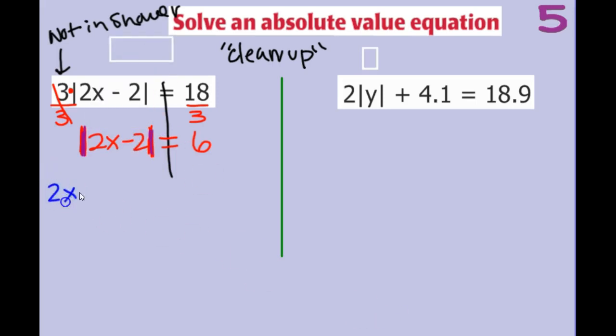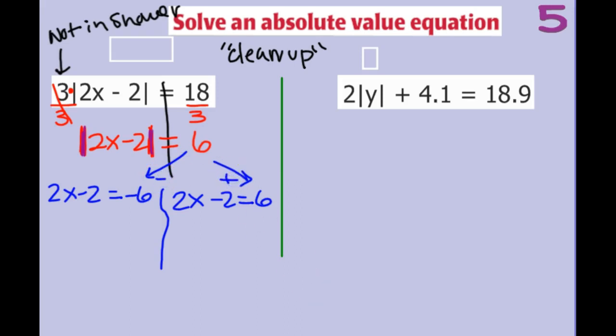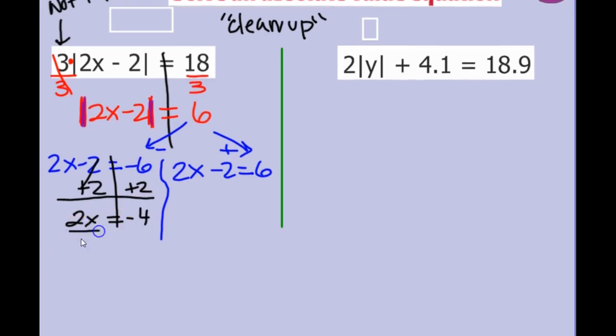So we have 2x minus 2 equals a negative 6, and 2x minus 2 equals a positive 6, setting one equal to the negative and one equal to the positive. So get rid of your addition and subtraction first. Add 2. And negative 6 plus 2, there's more negatives, should be negative 4. And then divide by 2. Negative 4 divided by 2 is negative 2.